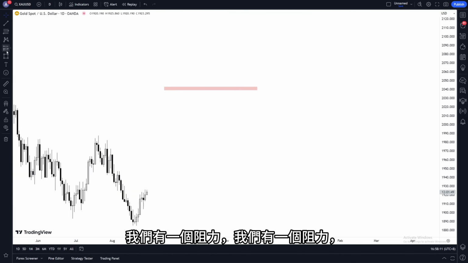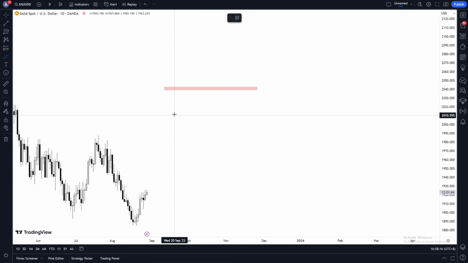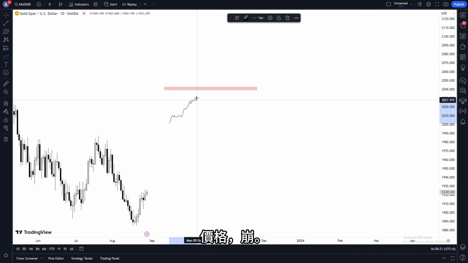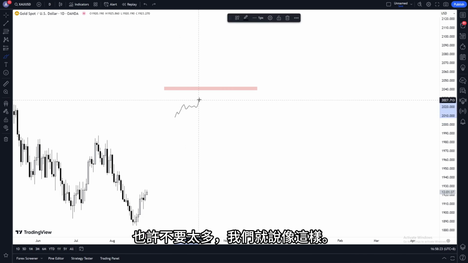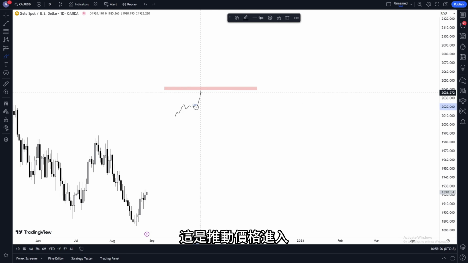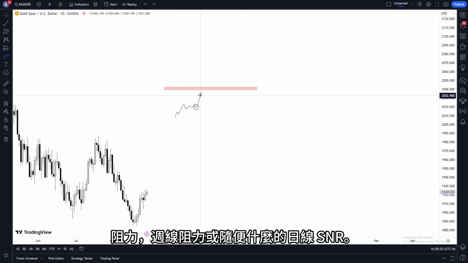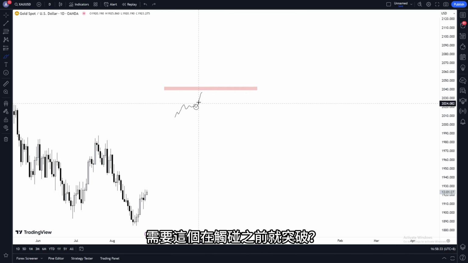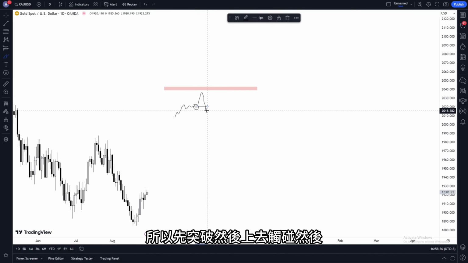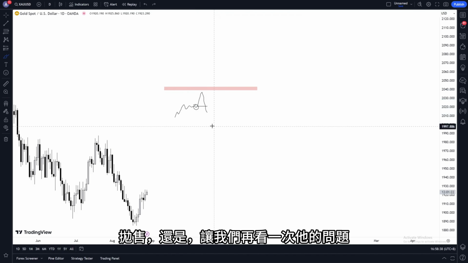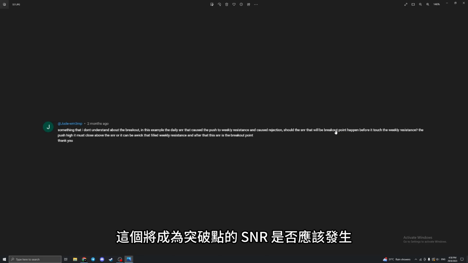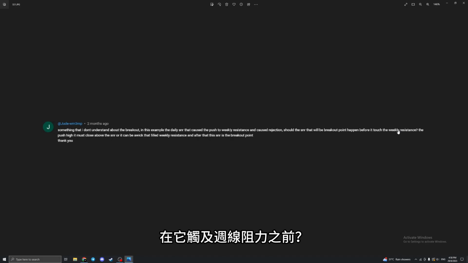We have ourselves a resistance. And let's say a daily SNR that pushes price. We'll just say something like this. This is the daily SNR that pushes price into the resistance, the weekly resistance or whatever. Now we need this to break, and he's asking, do we need this to break before it even touches? So break first and then go up and touch and then sell off? Let's look at this question again: should the SNR that will be the breakout point happen before it touches the weekly resistance?